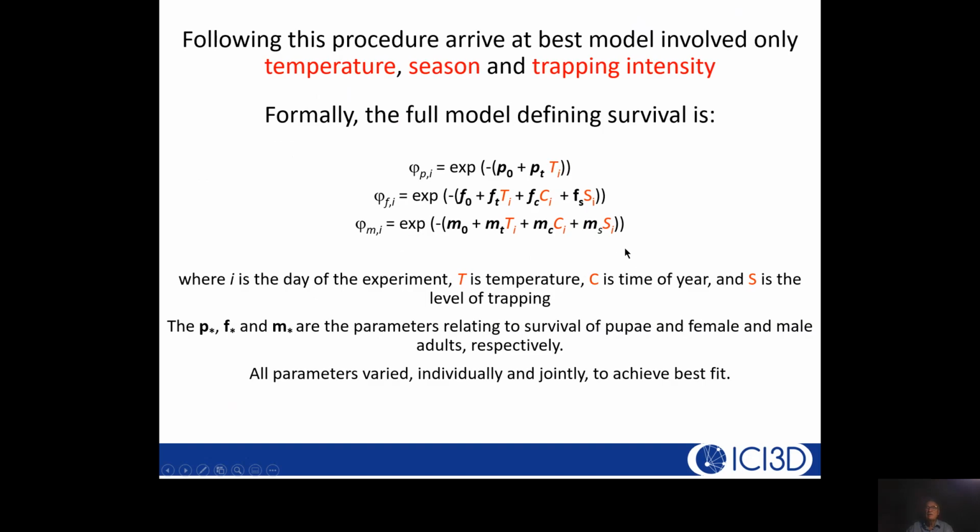And when we do this, we find a model which basically says that the pupal survival is e to the minus the mortality. You've got a constant term, and an effect of the temperature on the day multiplied by some coefficient. So that's all that's happening with the pupae. And with the females and the males, it's saying you've got a constant term, an effect of temperature, then an effect of the time of the year regardless of the temperature, and finally an effect of how much trapping you're doing, the trapping load that you put in.